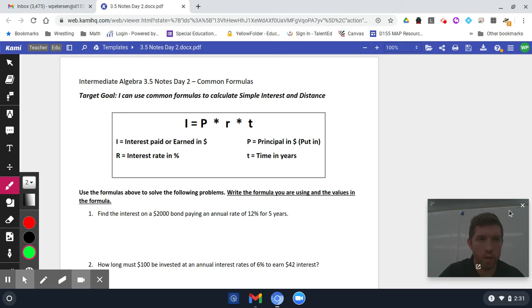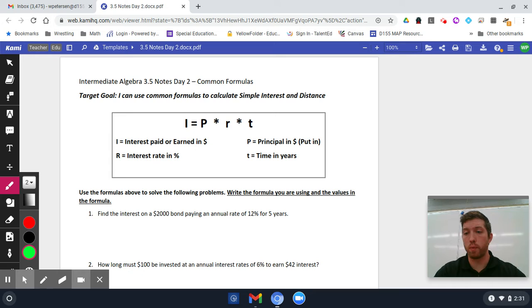All right, guys. So here's 3.5 notes day 2. We were using common formulas yesterday, like solving area and perimeter and volume. And so we have two new ones that we're going to be working with. And this is principal times rate times time, which has to do with interest.